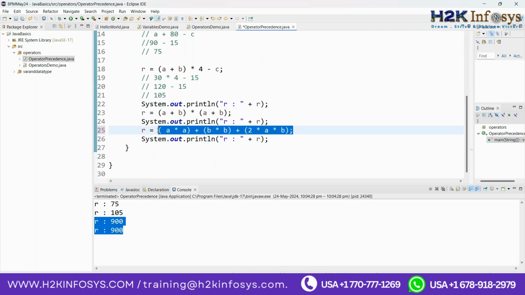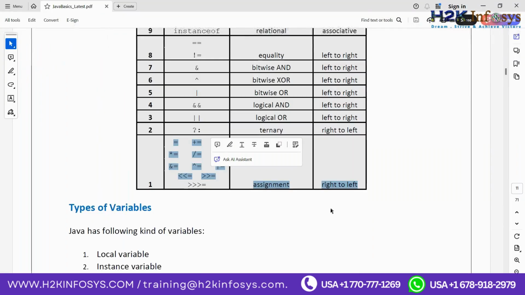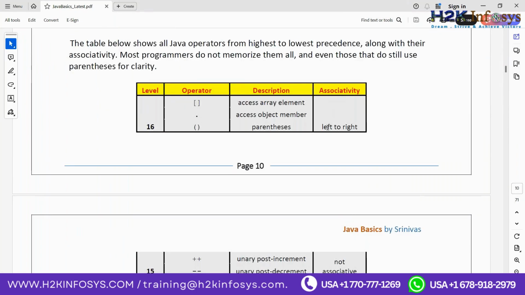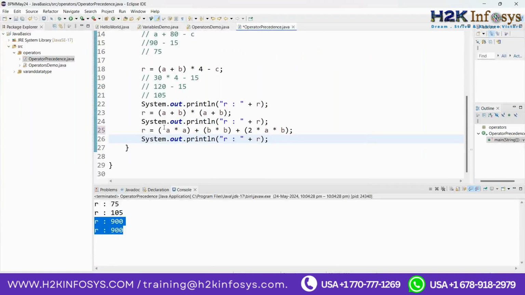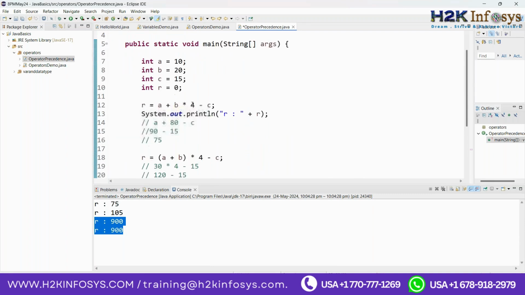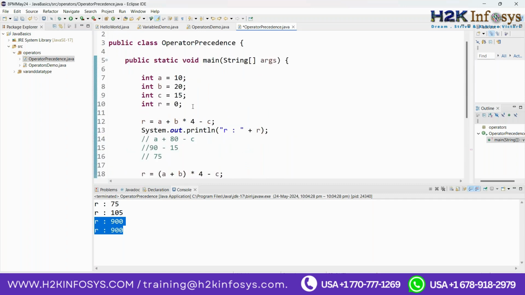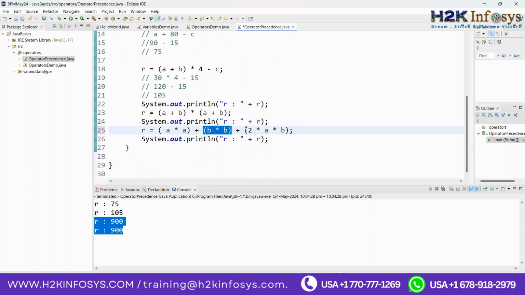Clear? Yes. Now, in this case, what happens? We have more than two parentheses, right? Which parentheses will be evaluated first? Remember, that is called associativity. Associativity means in which order it will be executed when you have more than one. So left to right. That means first this parenthesis will be evaluated, a into a. So 10 into 10, 100. Then this will be evaluated, b into b, 20 into 20, 400. After that, these two will be added.